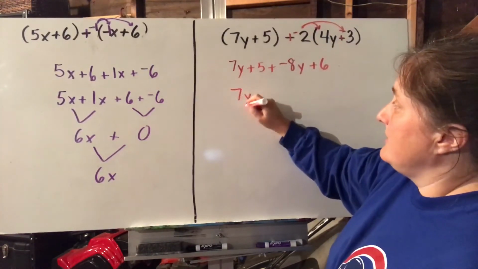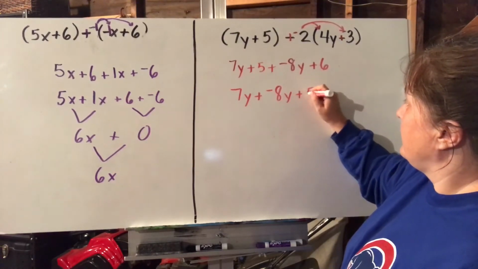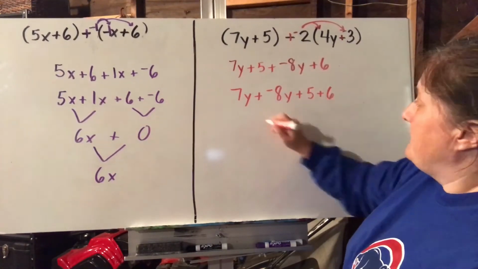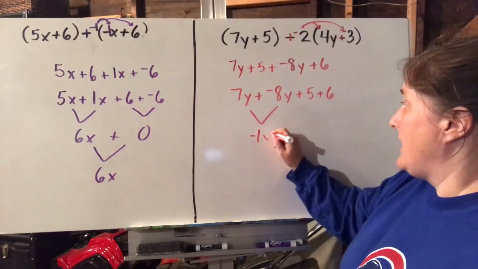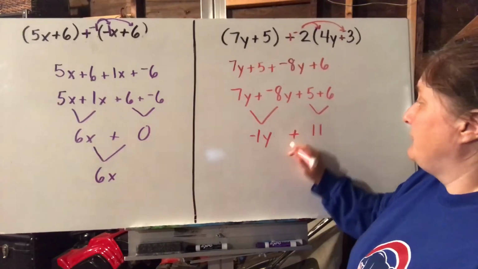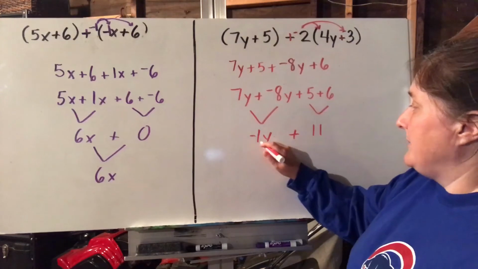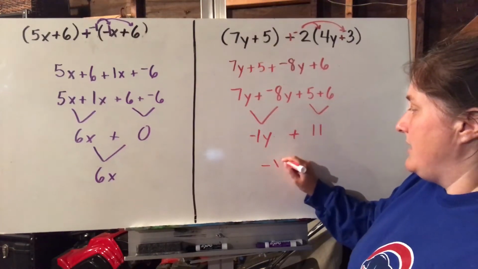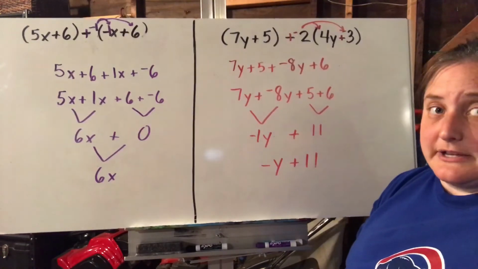So I'm rewriting this so that my like terms are together. My 7y and negative 8y give me negative 1y. My 5 and 6 give me 11. Before I write this as my final answer, I'm going to simplify a little bit more. I'm going to get rid of this unnecessary 1. So negative y plus 11 is my final answer.